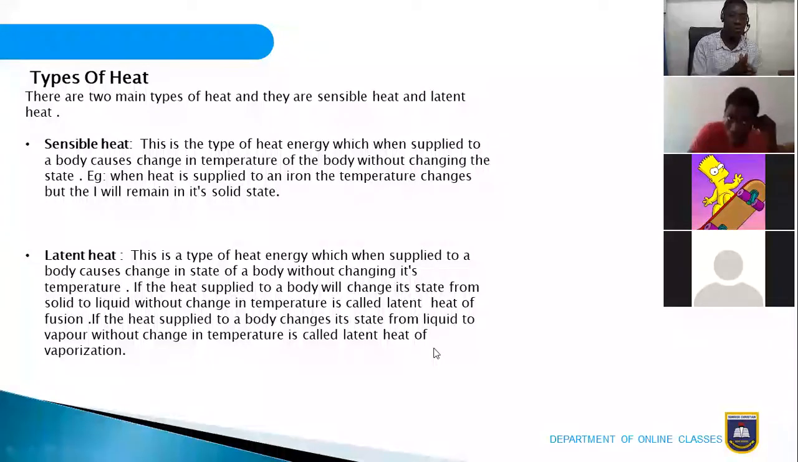So someone can also say latent heat of fusion is when heat is applied and it changes the state of a body from liquid to solid without changing temperature. It's also correct. It can be liquid to solid or solid to liquid. Make sure the solid is there. And latent heat of vaporization is from liquid to vapor or from vapor to liquid without changing temperature. So that's it about latent heat of fusion and latent heat of vaporization.